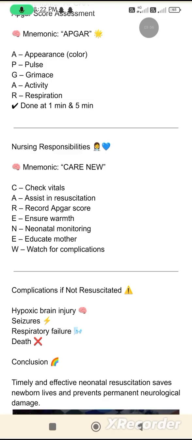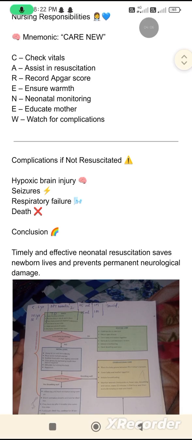Nursing responsibilities: care new. Complications: hypoxic brain injury, seizures, respiratory failure, death.